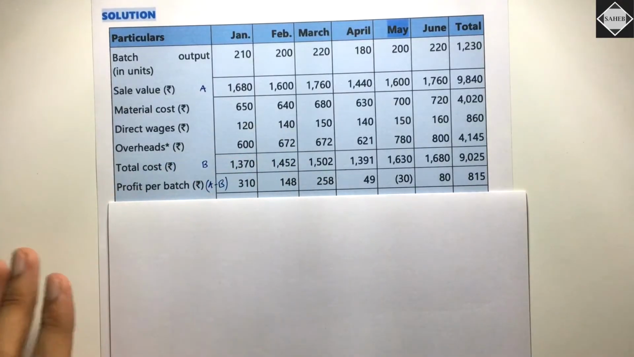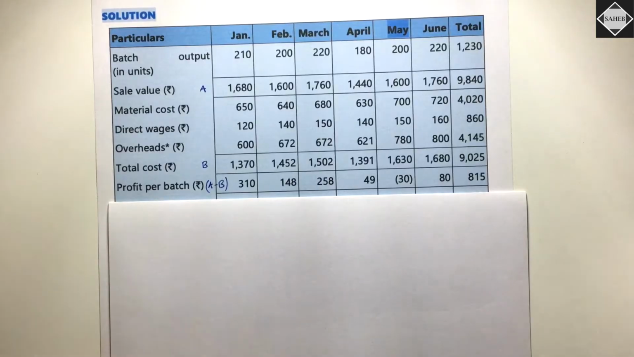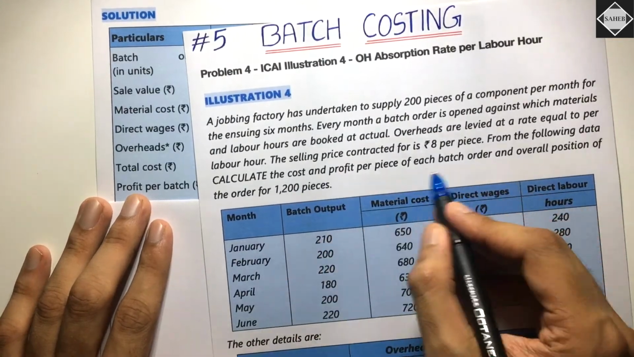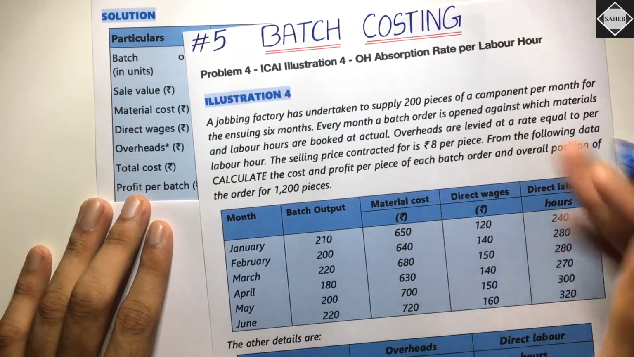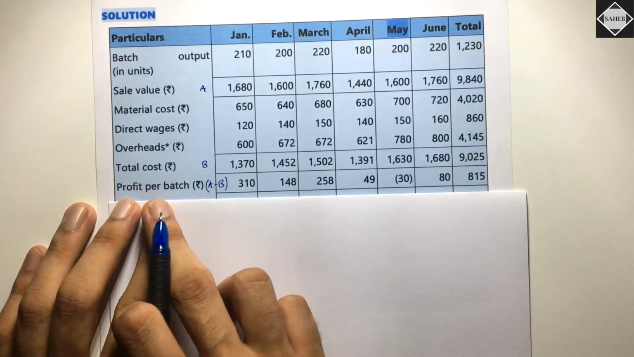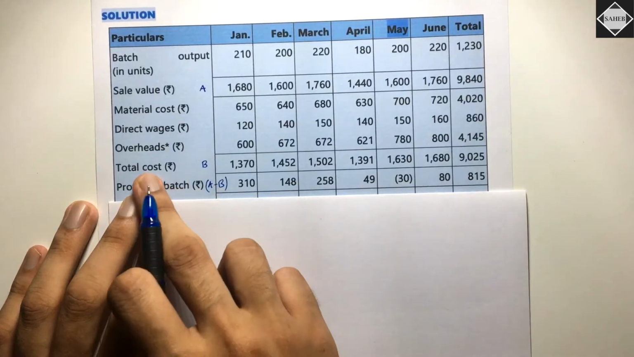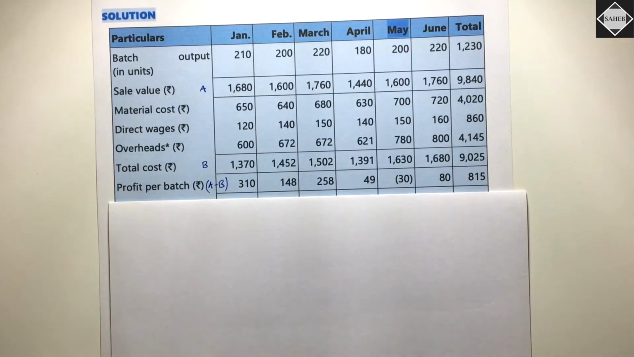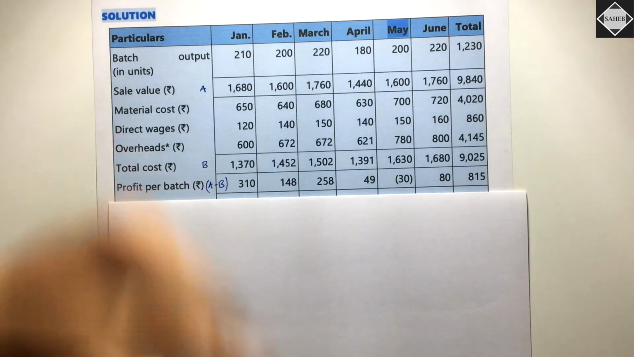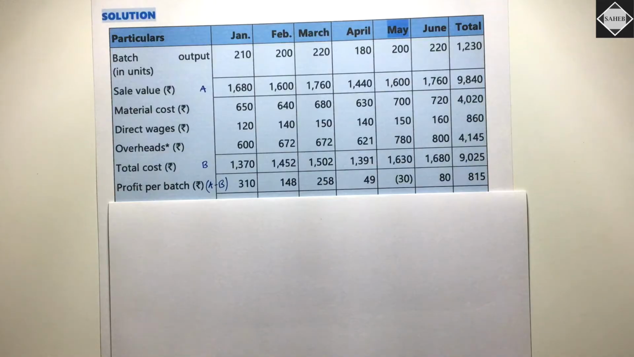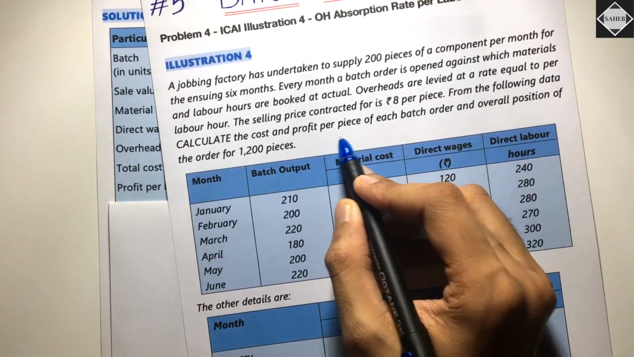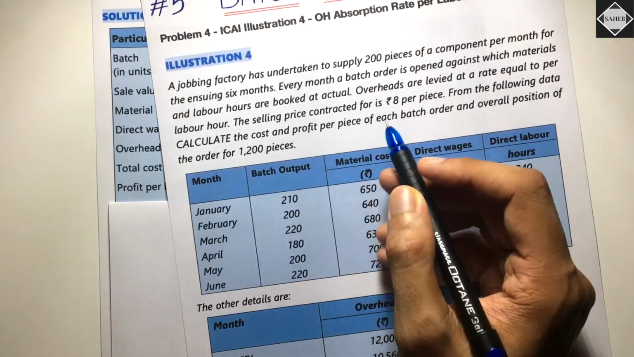And then till here, what we have done, understand properly. Till here, the first requirement is finished. What was the first requirement? The first requirement was calculating the cost and profit of each batch. So that's over. You have calculated the profit of each batch and total cost of each batch. Now you need to calculate the cost per unit of each batch and profit per unit of each batch. That's the requirement, because they have asked you cost and profit per piece, which means per unit.